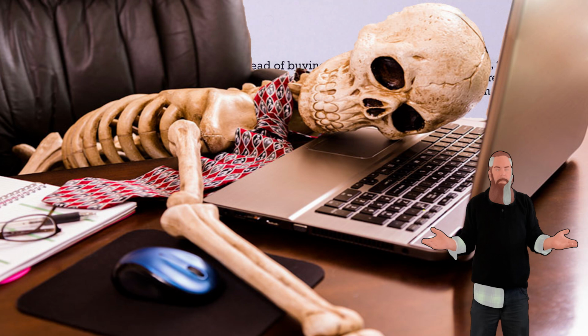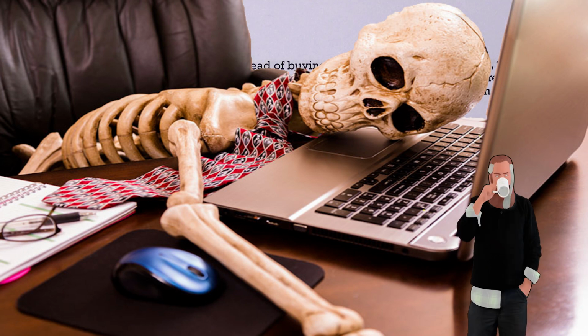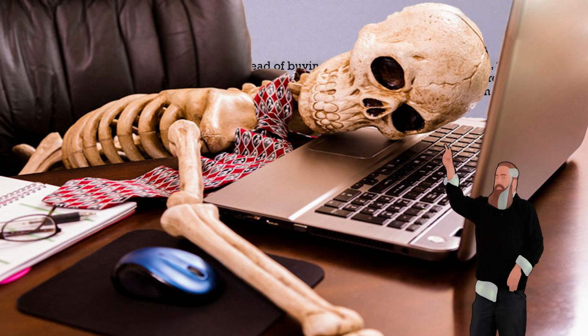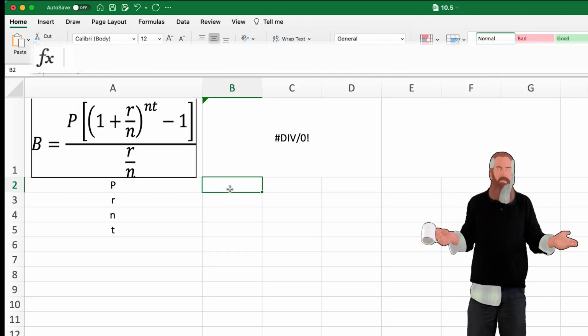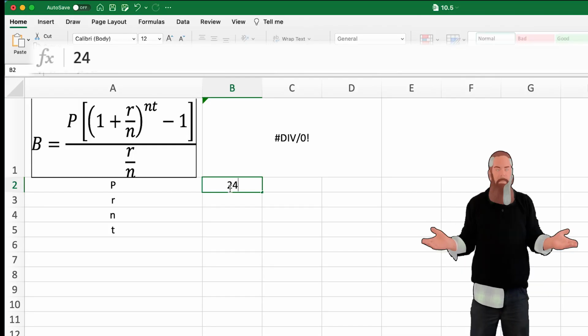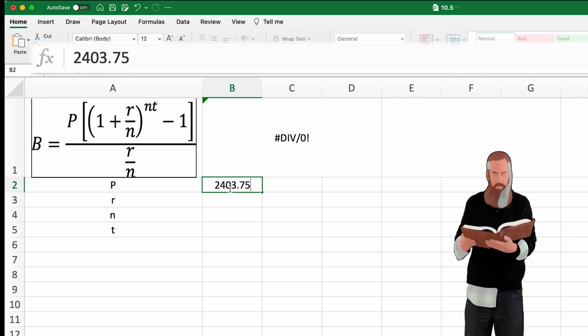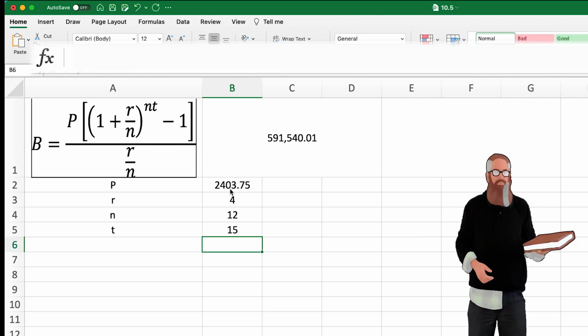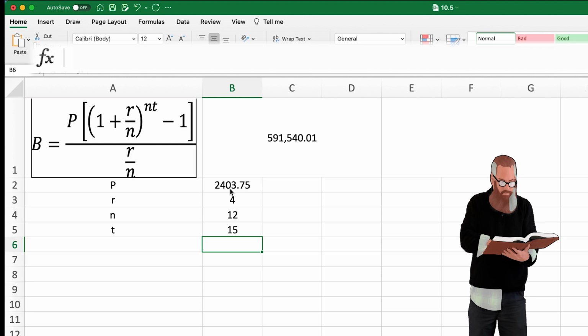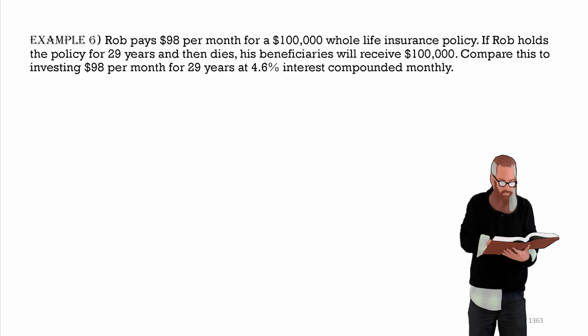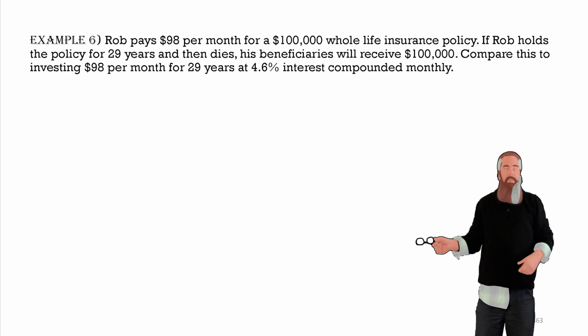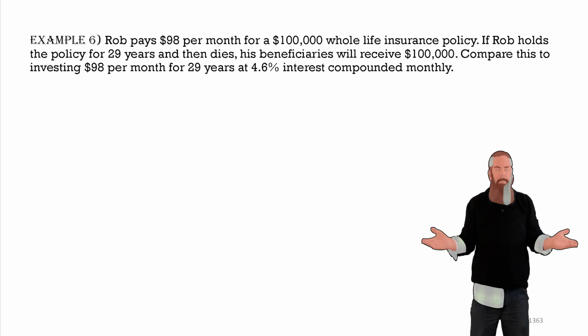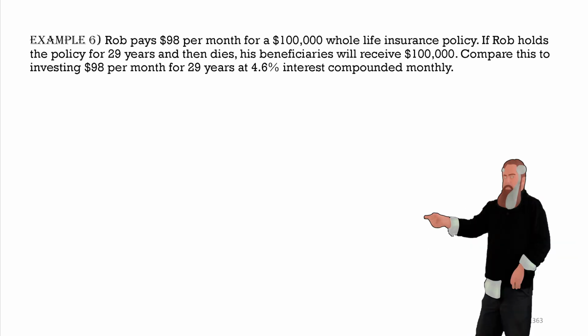And I know we have a spreadsheet to help do this. Let's take a look at the Excel spreadsheet. By simply filling in the values, $2,403.75, 4% interest compound monthly for 15 years, we see that they would have $591,540.01. Now we come to Rob, who pays $98 per month for a $100,000 whole life insurance policy.